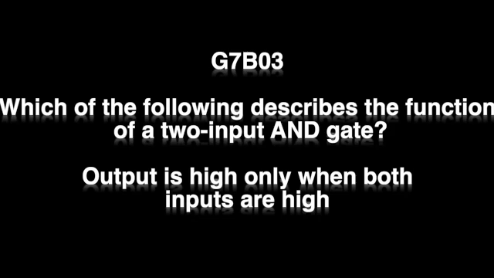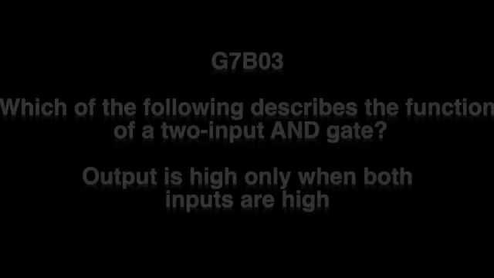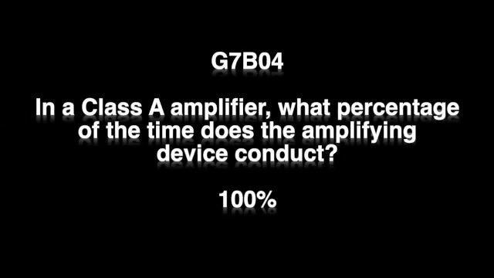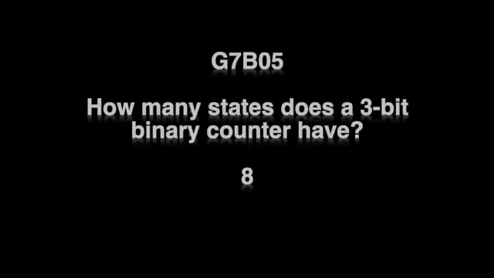G7B03. Which of the following describes the function of a two-input AND gate? Output is high only when both inputs are high. G7B04. In a Class A amplifier, what percentage of the time does the amplifying device conduct? 100%. G7B05. How many states does a 3-bit binary counter have? 8.